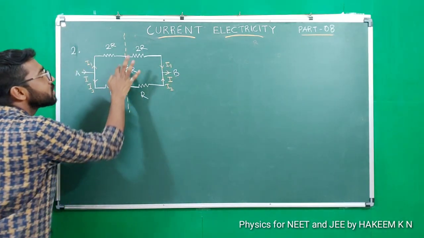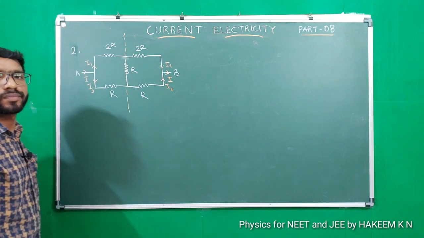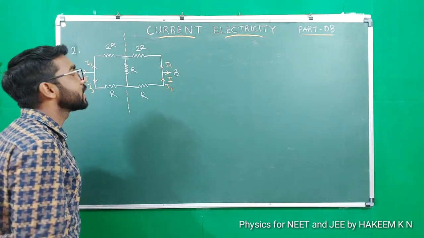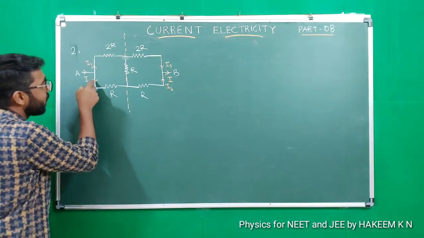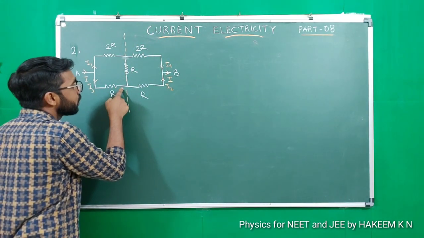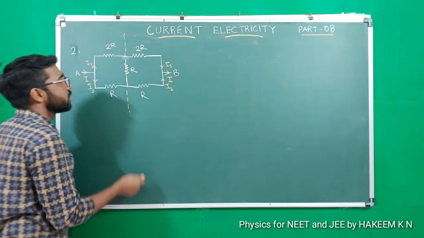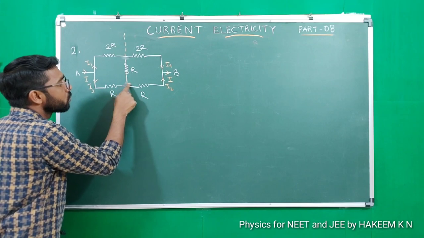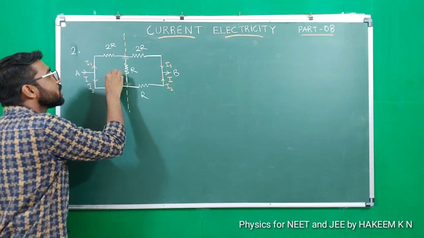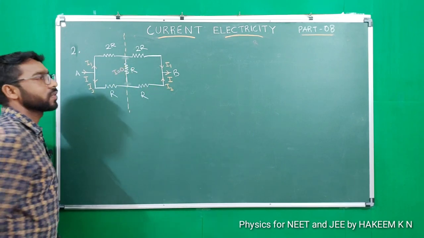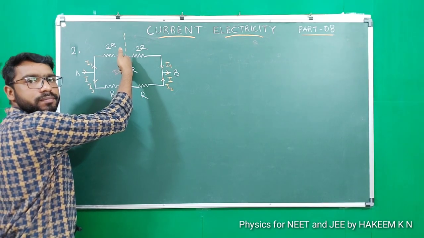So this junction is not needed as there is no such junction. Like that you can see I2 is coming to R, then to R, then it reaches towards B, so no need of this junction. So we can say current in the center arm is zero. Current in the center arm is zero, no need of the center arm.